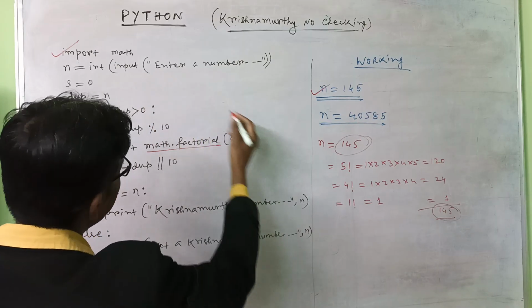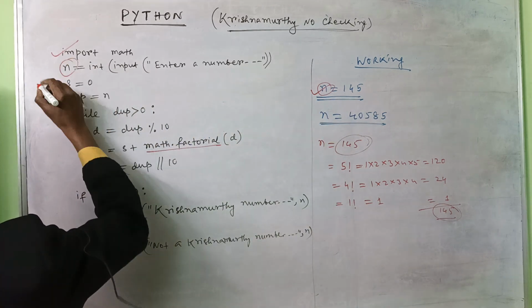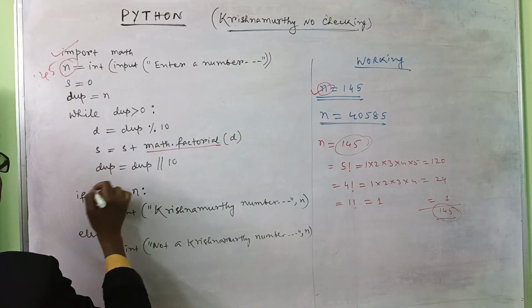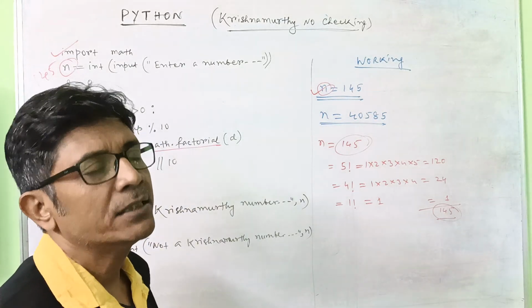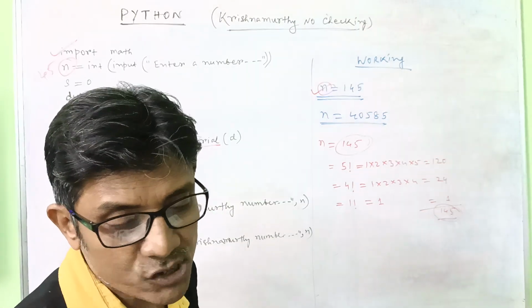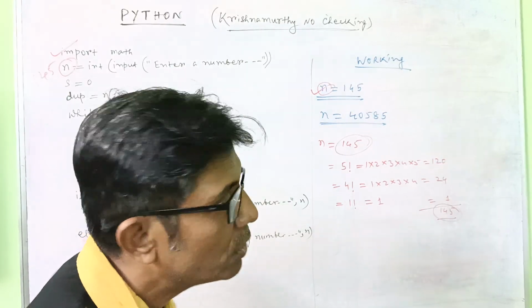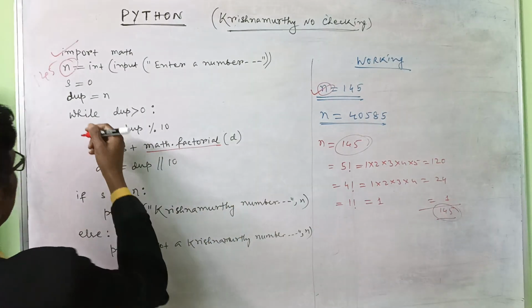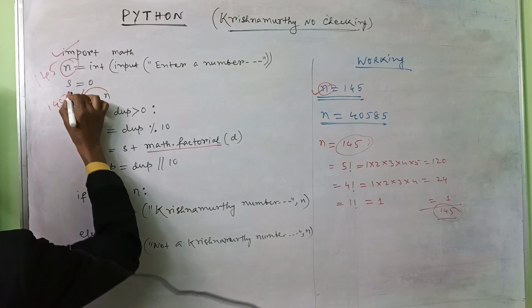What number are you taking? Suppose the number we are taking is n equal to 145. You know that if you extract the digits, n will be destroyed. That is the reason whenever you are extracting digits, you make a copy of the variable. So in this copy of the variable, duplicate, we are keeping 145.